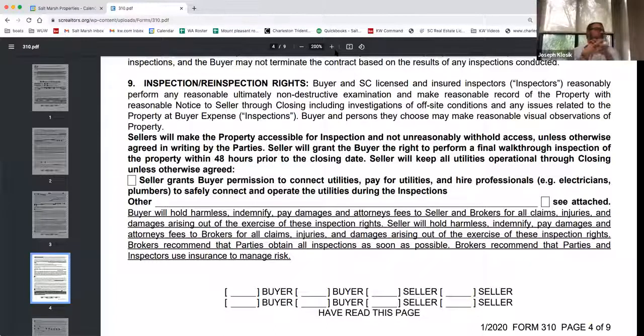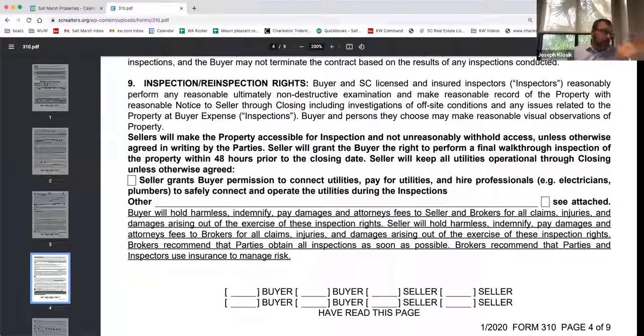All right, inspection rights. Buyer and seller's licensed and insured inspectors may reasonably perform any reasonable, ultimately non-destructive examination and make a reasonable record of the property with reasonable notice to seller through closing. Okay, basically it's saying you can have the home inspected, give us notice. You can't go destroy the home, tear it apart looking for it. It's got to be reasonable on how you're doing it.